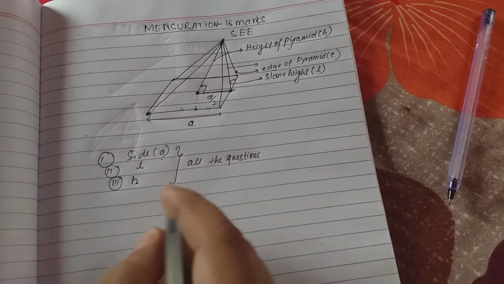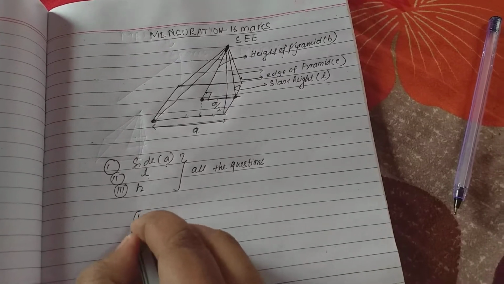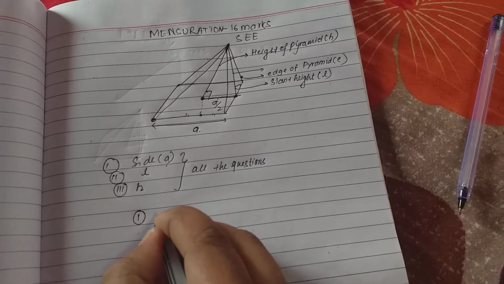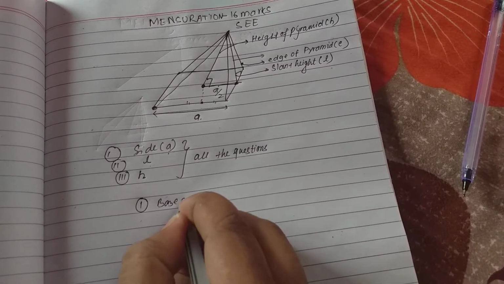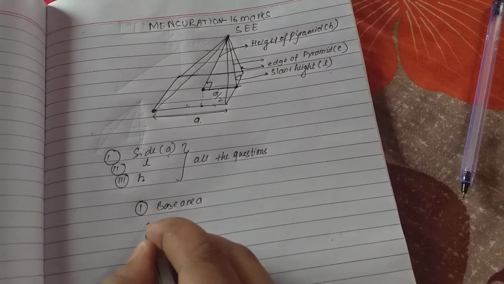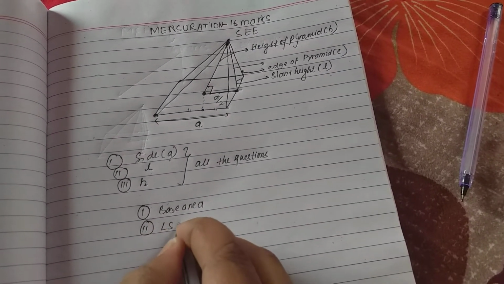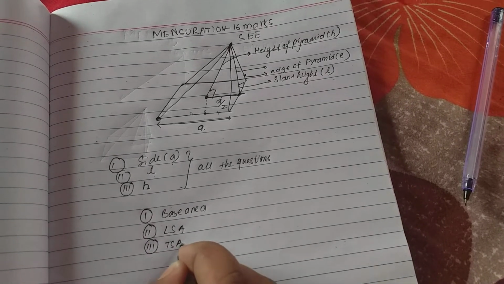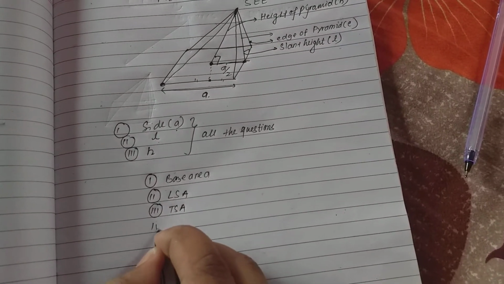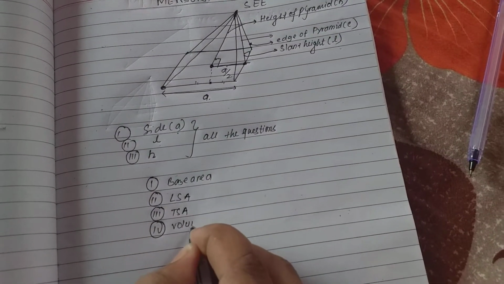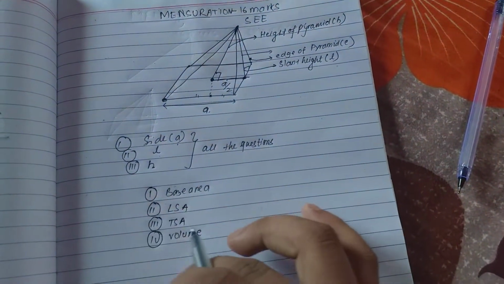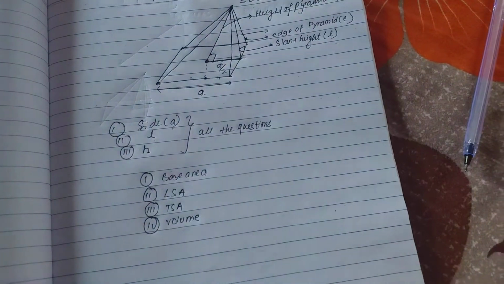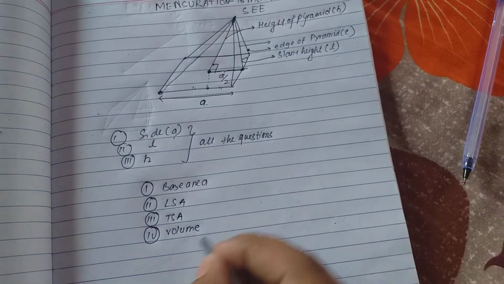So we'll have questions related to first, base area, then LSA, that is lateral surface area, third, TSA, that is total surface area, and fourth, volume. The questions will be revolving around these things. Are you getting it?